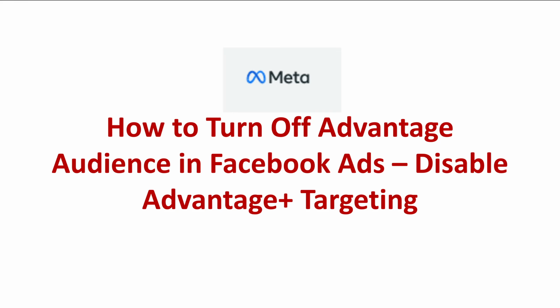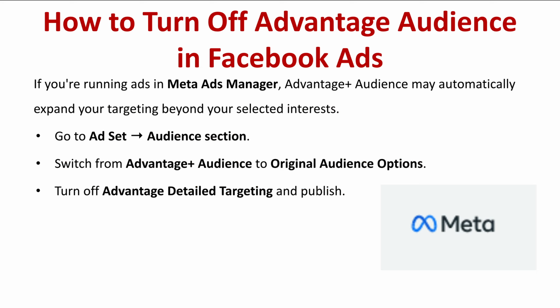So hey everyone, in this video we will see how to turn off Advantage Audience in Facebook ads, disable Advantage Plus targeting. So how to turn off Advantage Audience in Facebook ads? If you are running ads in Meta Ads Manager, Advantage Plus Audience may automatically expand your targeting beyond your selected interest. So go to ad set, then audience section, then switch from Advantage Plus Audience to original audience option, then turn off Advantage Detailed Targeting and publish.